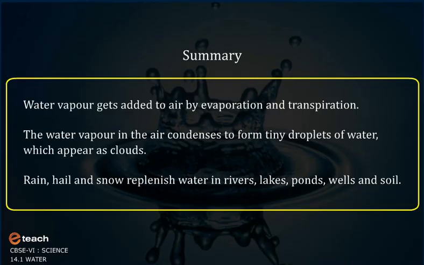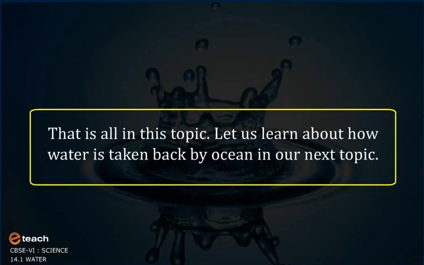Summary: water vapor gets added to air by evaporation and transpiration. The water vapor in the air condenses to form tiny droplets of water which appear as clouds. Rain, hail, and snow replenish water in rivers, lakes, ponds, wells, and soil. That is all in this topic. Let us learn about how water is taken back by ocean in our next topic.